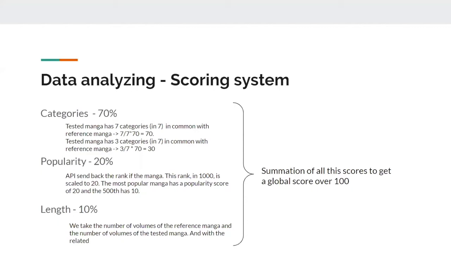The popularity score is independent from the reference list. It just scales the rank over 1000 to a score over 20. And the volume score is high if the number of volumes of the test manga is near the number of volumes of the reference manga. And so the GetSimilar function sums all these scores, and then it sorts the array of all manga by score and returns the 10 best ones.